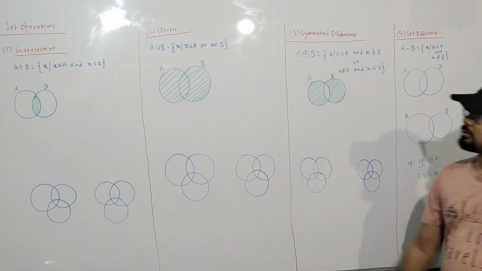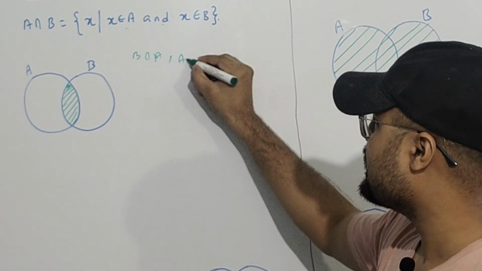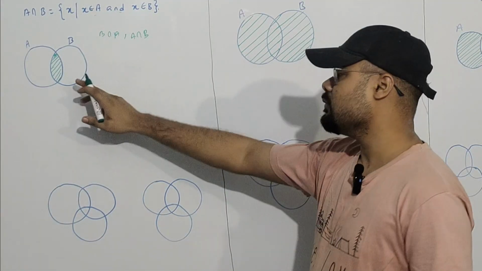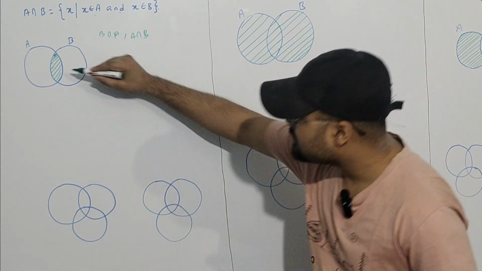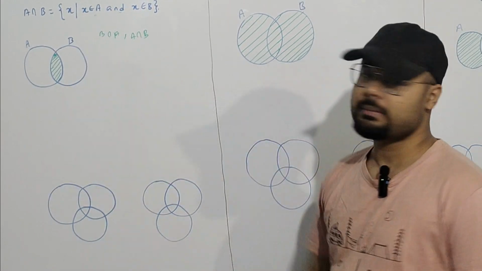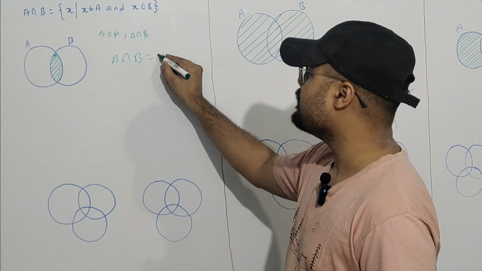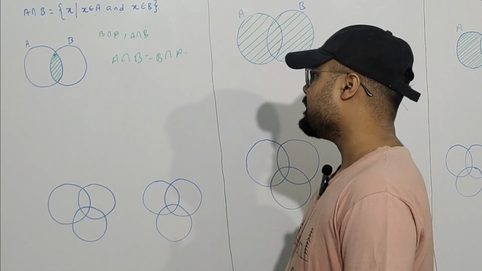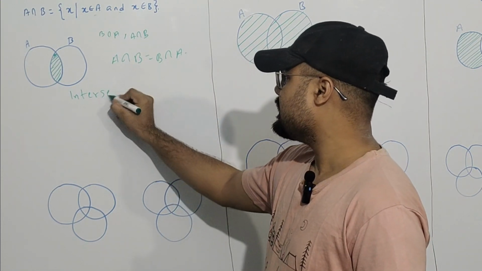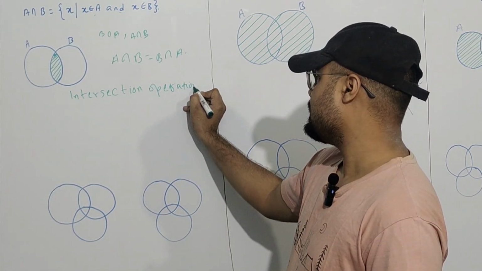Now let's look into the intersection. B intersection A or A intersection B. From the Venn diagram, it is this region only. It's the same thing. Whether you do B intersection A or A intersection B, these are the elements that you are going to get. So A intersection B is equal to B intersection A, right? So we get that the intersection operation is commutative.